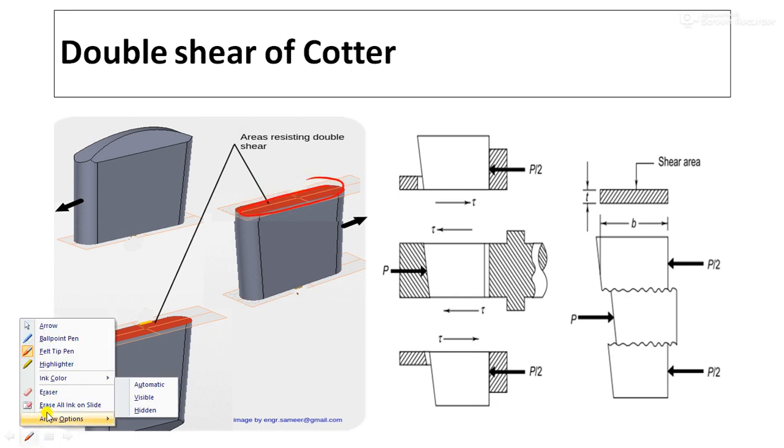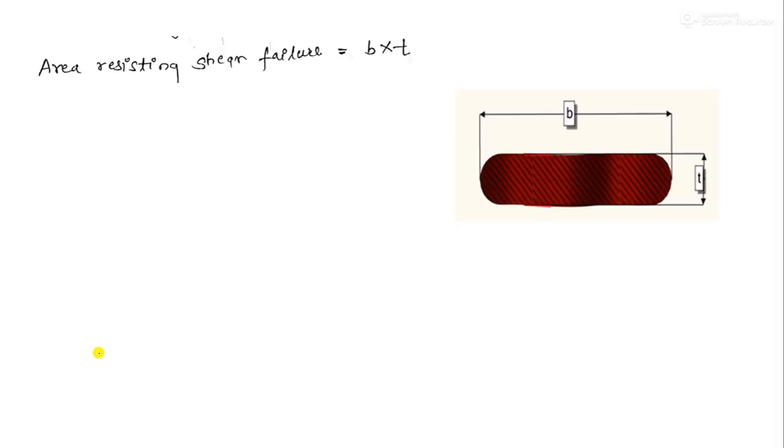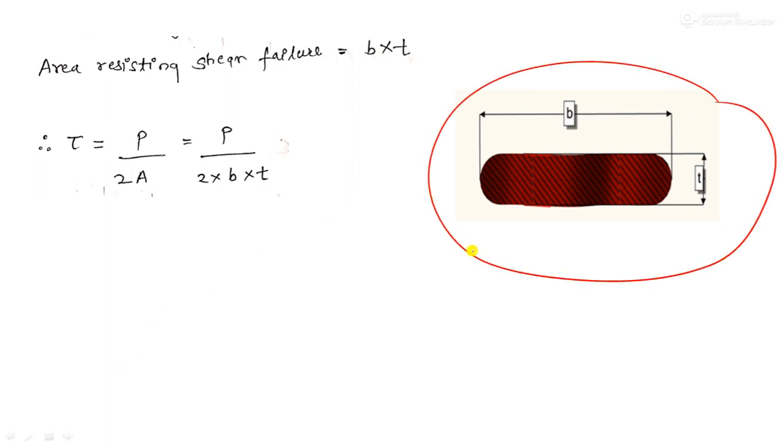This red color area is nothing but T into B, because this is B and this will be T, right? If I draw this plane, T into B is nothing but the area. We just have to consider the double shear because it is shearing at two areas, two portions. So how will you calculate the area resisting the shear failure? B into T, you can see this area I have highlighted here. This is called the area resisting the shear failure.